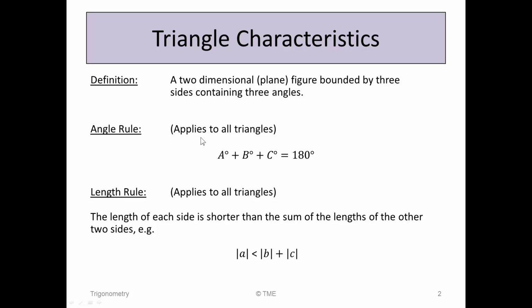The angle rule, which applies to all triangles, says that A plus B plus C, the three angles in the triangle, add to 180. There's also a length rule, which applies to all triangles, which states that the length of each side is shorter than the sum of the lengths of the other two sides. So for example, the length A, regardless of which one you choose as A, must be smaller than the sum of the lengths of the other two sides.